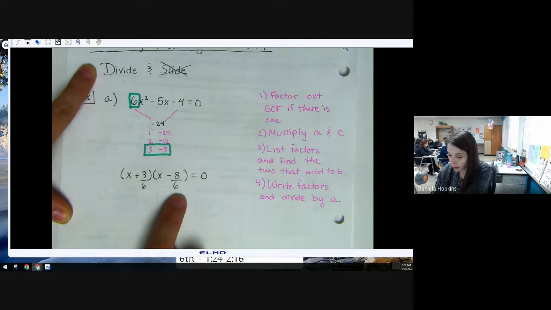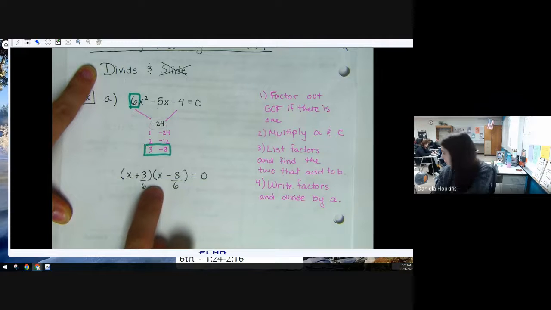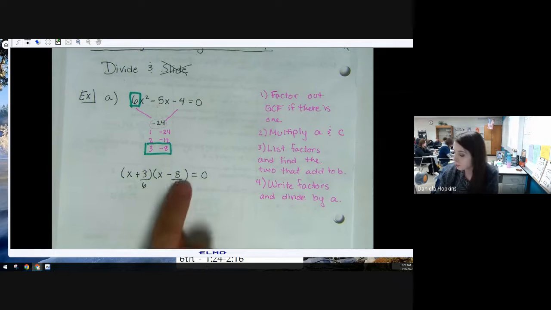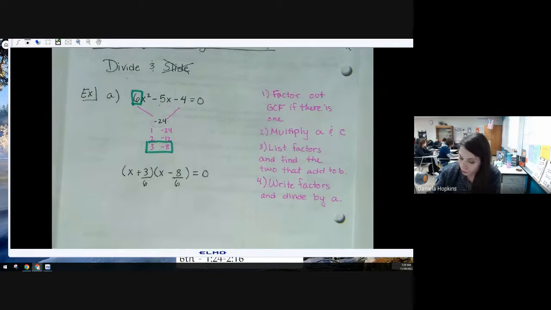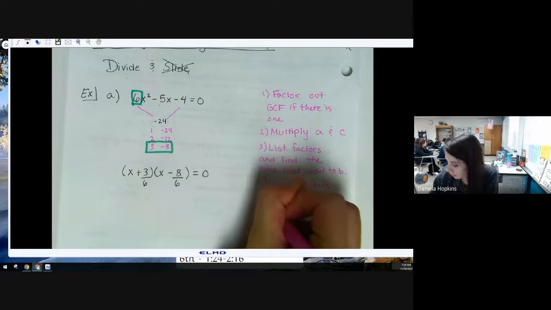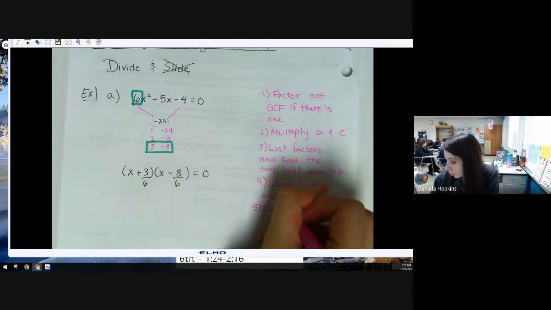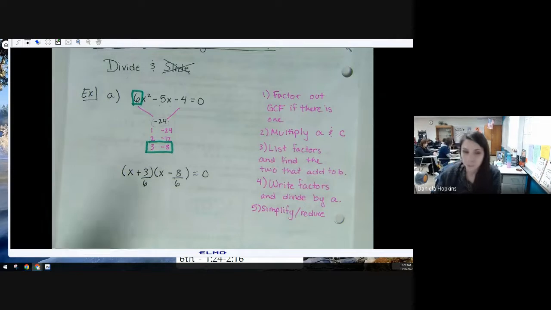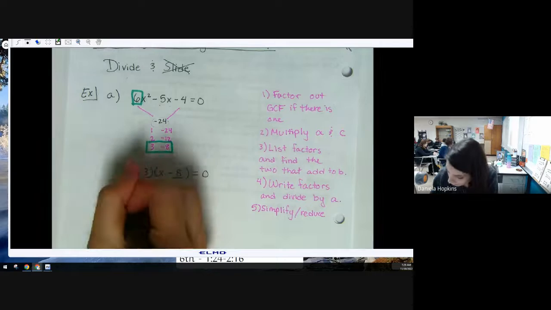So here, is 3 actually divisible by 6? No, but what can we do with 3 over 6? We can reduce it. And actually, same thing with 8 over 6. So once you have that division, you're going to simplify / reduce if possible. And in this case, it is.